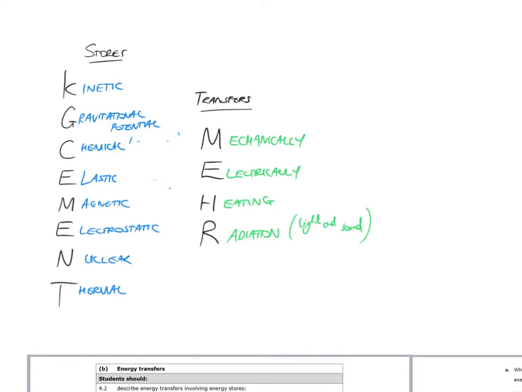Note the 4 transfer processes: mechanical or mechanically, electrically, heating and radiation. They're considered processes, not stores at IGCSE, although you'll still see light and sound referred to as types of energy. Really, light and sound, you can think of them as carrying energy. Ultimately, when light or sound hit or come into contact with matter, they transfer any energy they carry back to thermal. But at IGCSE, strictly, they're considered a transfer.